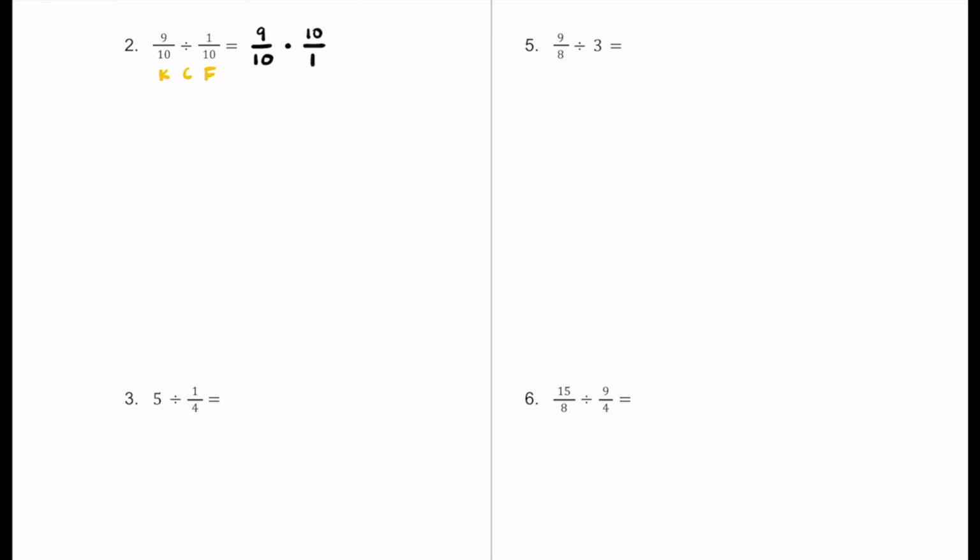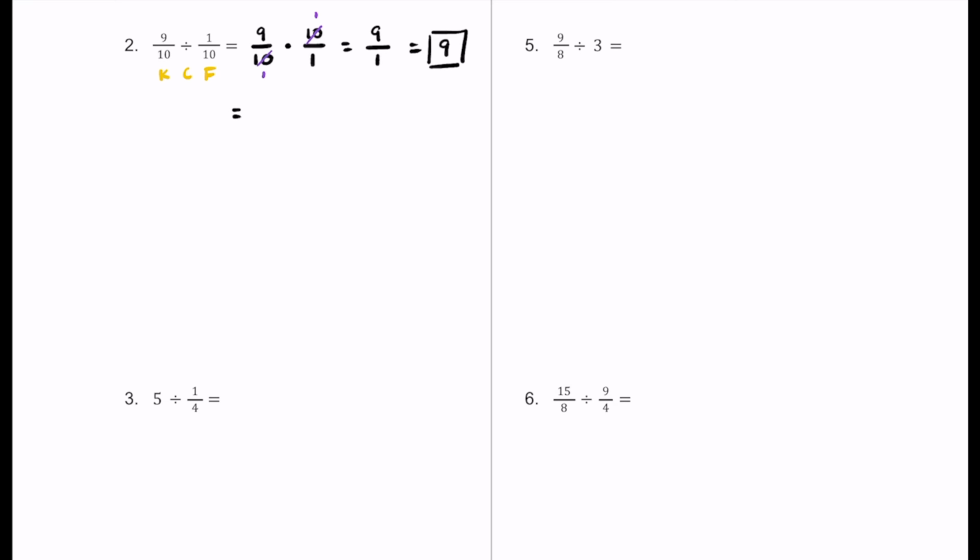So we're going to keep this one, change division to multiplication, and then flip 1/10, or write its reciprocal, which is 10/1. At this point, I'm going to cross cancel these 10s. They both can divide by 10, so we get 1 and 1. 10/10 is just 1 whole. Then 9 times 1 on top is 9. 1 times 1 on bottom is 1. This simplifies down to just being 9. All right, so 1/10 fits into 9/10 9 times.